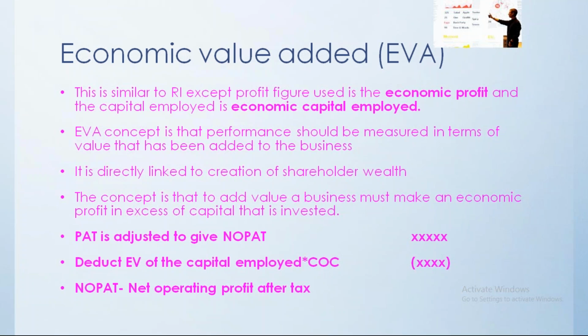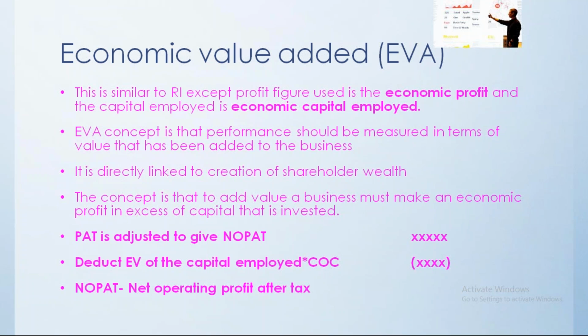The book value is 500,000, but is it right? No, because we can sell this asset for 2 million, or 2.5 million. If you want to replace it, we have to buy an asset for 3 million. So take the economic value of the capital employed and multiply by the cost of capital. So it's the same as RI.